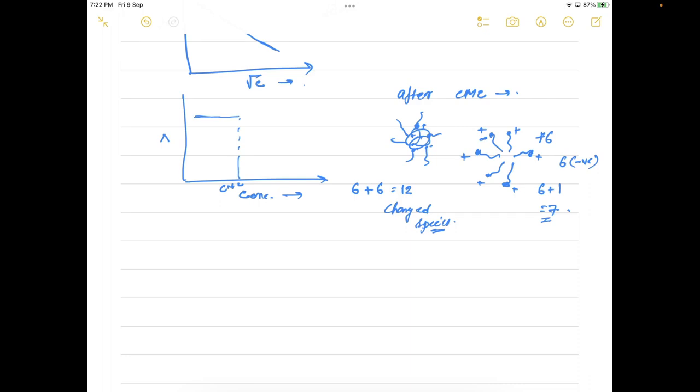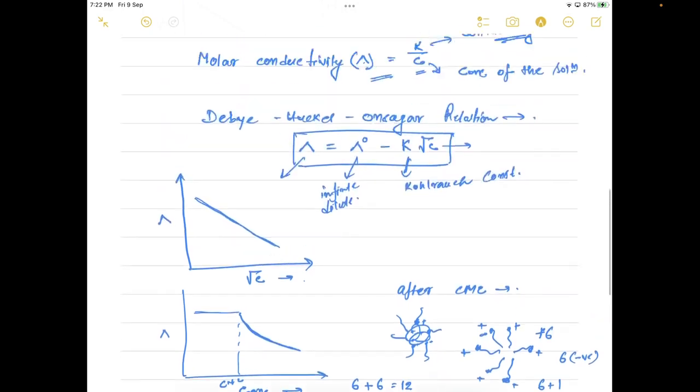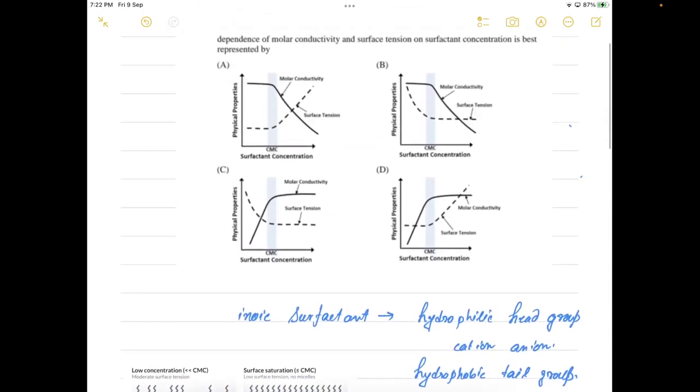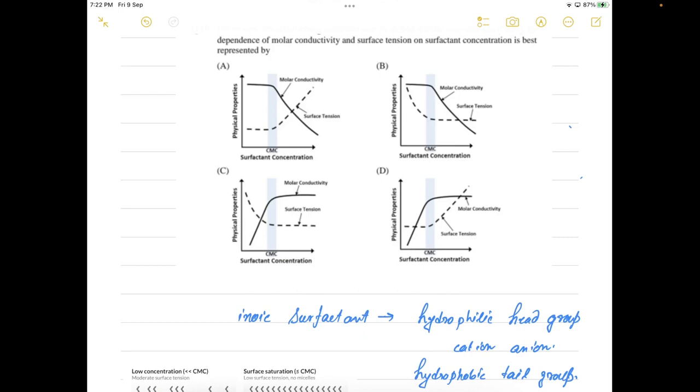So after CMC the molar conductivity starts to decrease gradually. The trend of molar conductivity should look like this. First it will decrease a little bit, then after CMC, due to the formation of micelle shape structure, the total number of charged species decreases, and that's why the molar conductivity decreases. So the trend of molar conductivity with surfactant concentration looks like the B plot, option B here.